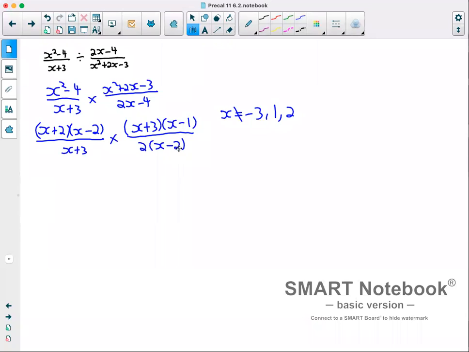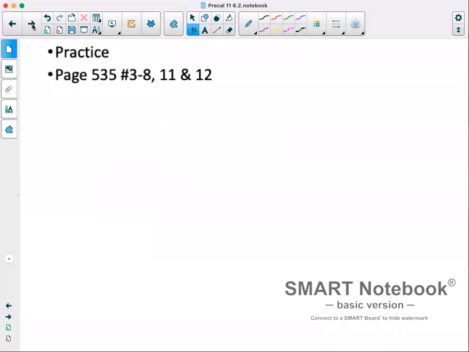We can then go through and cancel like terms. So x minus 2 cancels out with x minus 2. x plus 3 cancels out with x plus 3. So our simplified form is x plus 2 times x minus 1 divided by 2. Now we won't FOIL this out, we'll leave it in factored form. So practice for this section is on page 535.